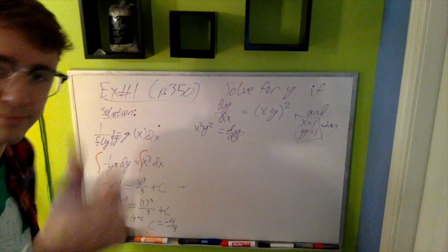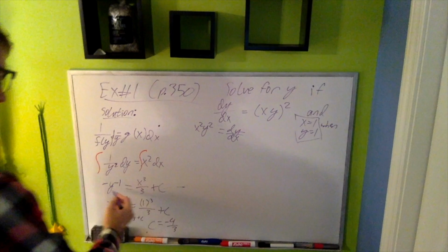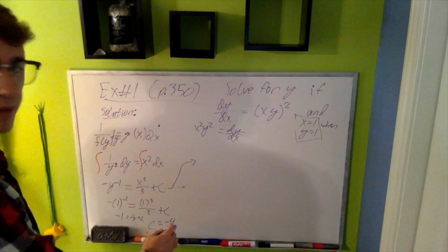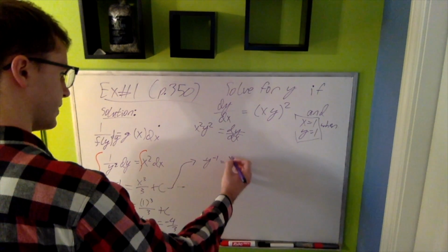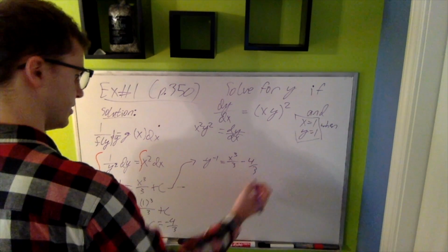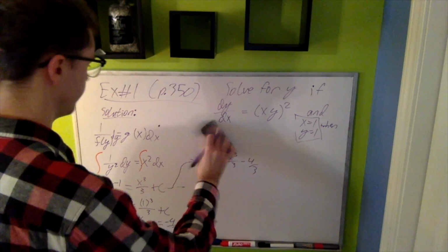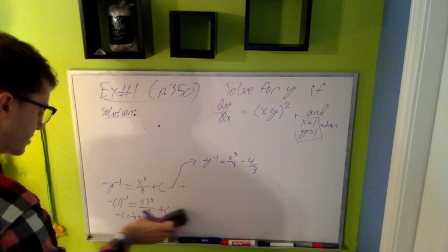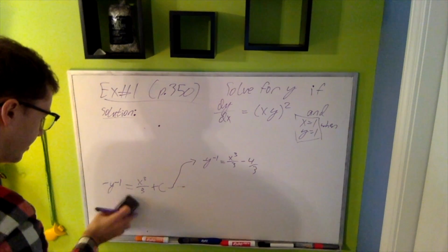Alrighty, go team. So now let's come back up here. Right here, I'm going to take this and plug in my plus c. So I'll have negative y to the negative 1 equals x cubed over 3 minus 4/3. Alright, now I'm going to erase a bit. Remember, you can always pause the video and rewind if you need to finish writing down.